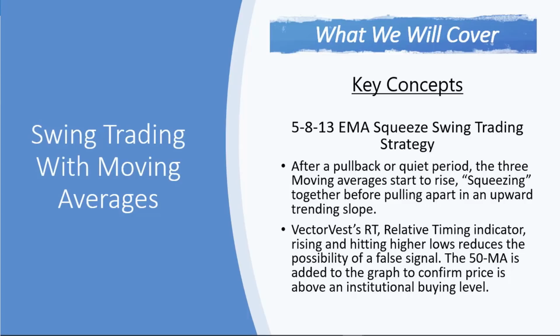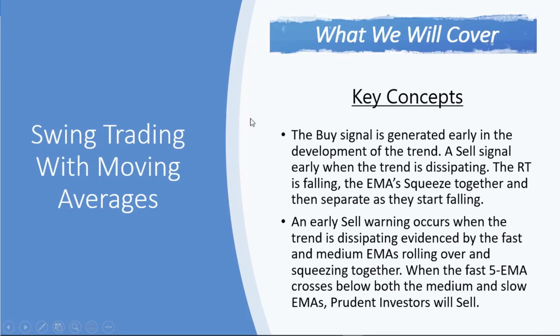We're going to look at a few charts here in a moment, so you'll get an idea of what this looks like. And the VectorVest relative timing indicator, we need that rising and hitting higher lows to reduce the possibility of a false signal. And we use the 50-day moving average also to confirm price is above an institutional buying level. A lot of institutions use the 50-day moving average to take on positions. So the buy signal is generated early in the development of a trend. A sell signal early when the trend is dissipating.